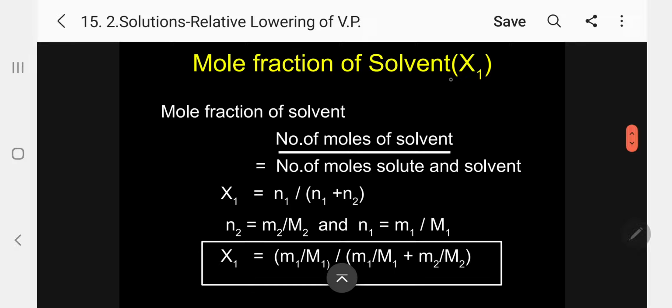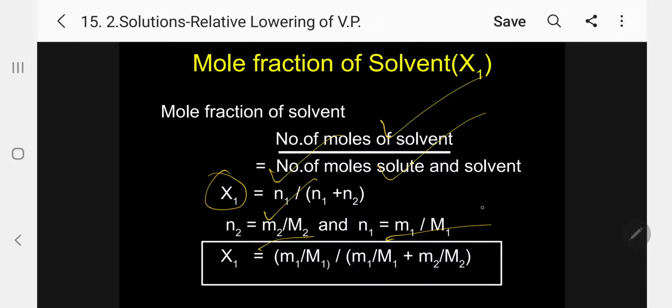Now, mole fraction of solvent. That is total number of moles of solvent divided by total number of moles of solute and solvent. As usual, X1 will be the solvent. So N1 divided by N1 plus N2. So automatically N2 is nothing but m2 by M2, N1 is nothing but m1 by capital M1. So that is mass by molecular mass. So substitute the above equation, we get this equation. Kindly follow.